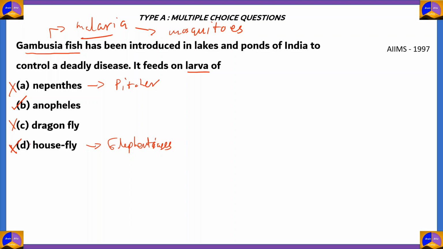So now let's move on to the next question. Now, to conclude, Gambusia fish have been introduced in lakes and ponds of India to control malaria, and it does so by feeding on the larvae of the Anopheles mosquito.